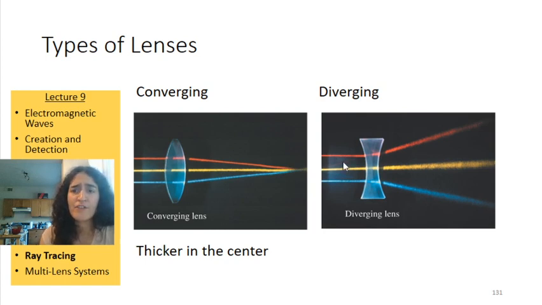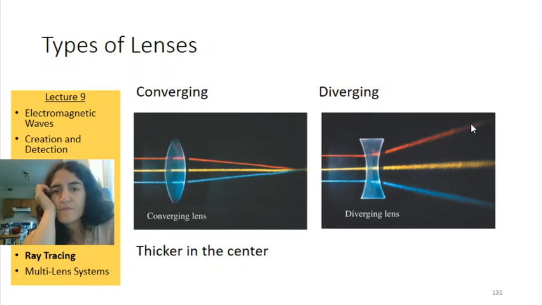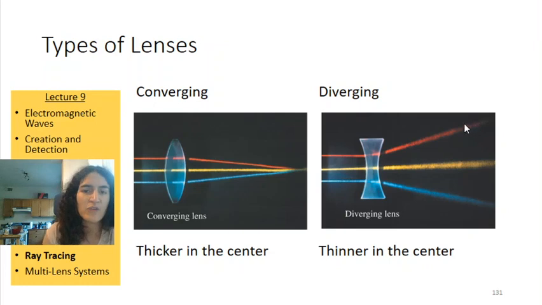This is a diverging lens. A diverging lens takes light that's parallel and causes it to bend away from the axis of the lens. Notice the actual shape of the lens is different. Here I have a converging lens, which is fatter in the middle. A diverging lens is skinnier in the middle.